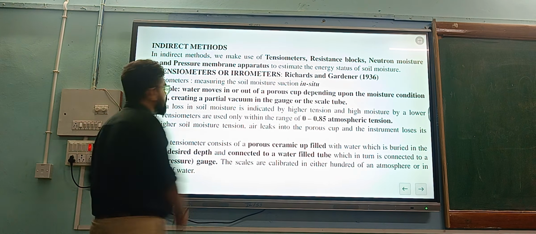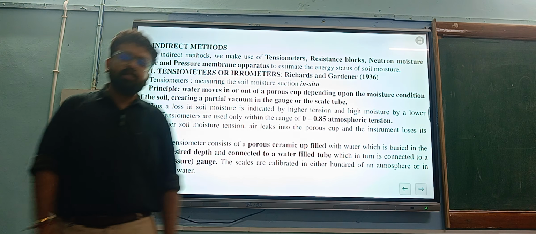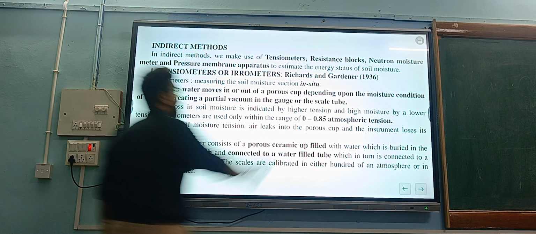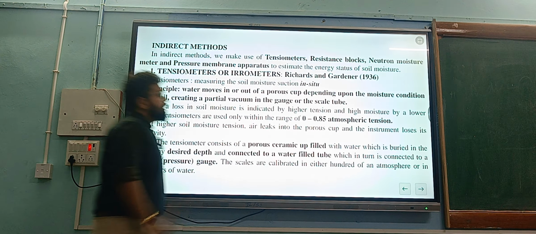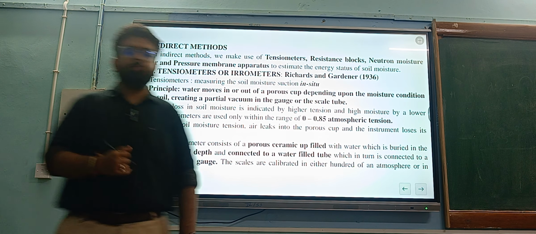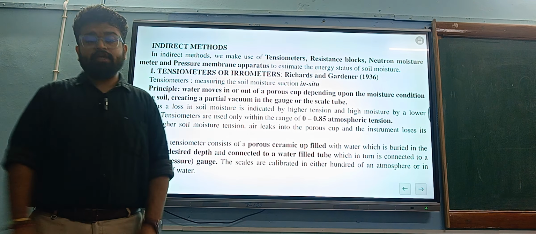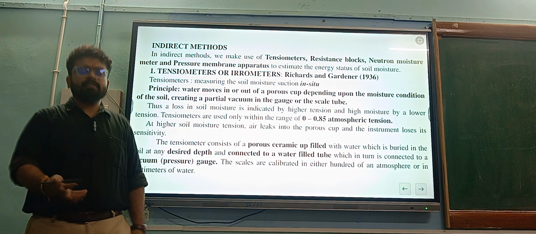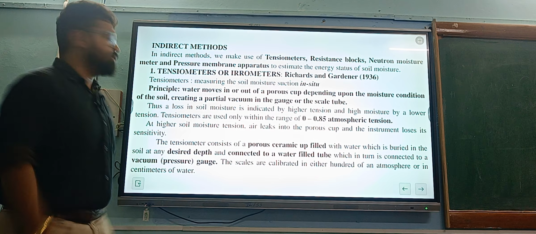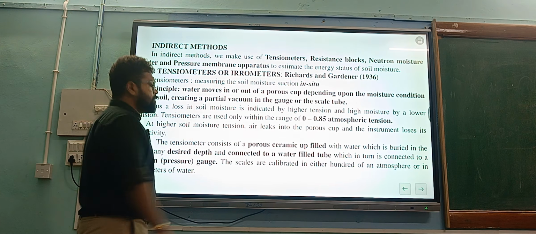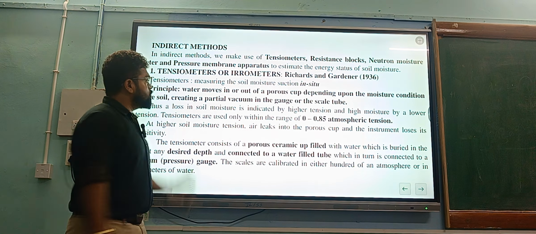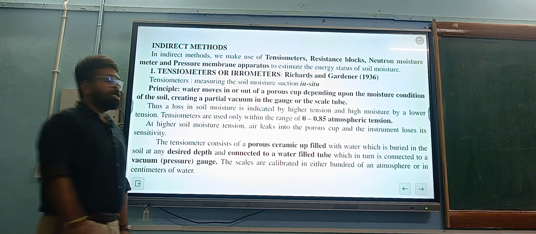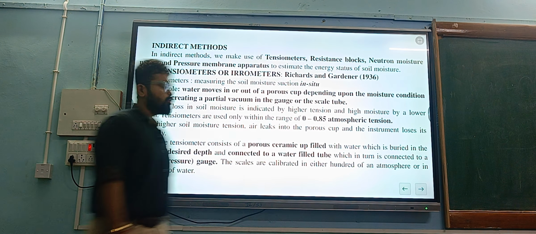The first instrument used is the tensiometer, or we also call it an aerometer. It was given by Richards and Gardner in the year 1936, and this question was asked in ERS 2025. It is an in situ measurement of soil moisture. We measure the moisture in field conditions by placing these sensors in the soil, and the principle behind that is water moves in and out of a porous cup depending upon the moisture content in the soil, creating a partial vacuum in the gauge or a scale tube.